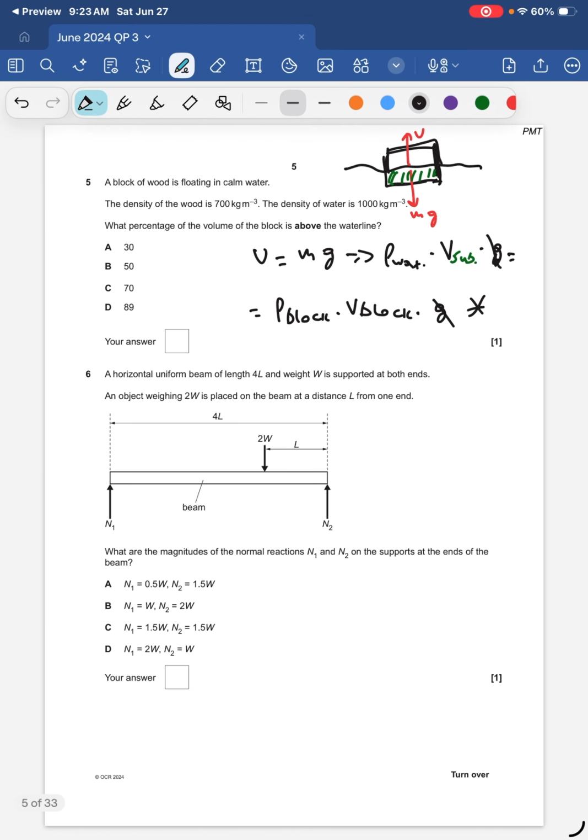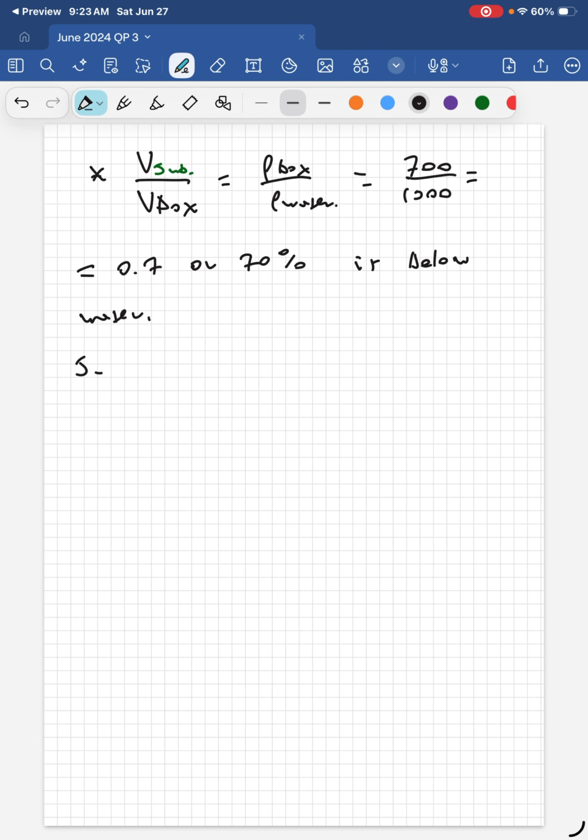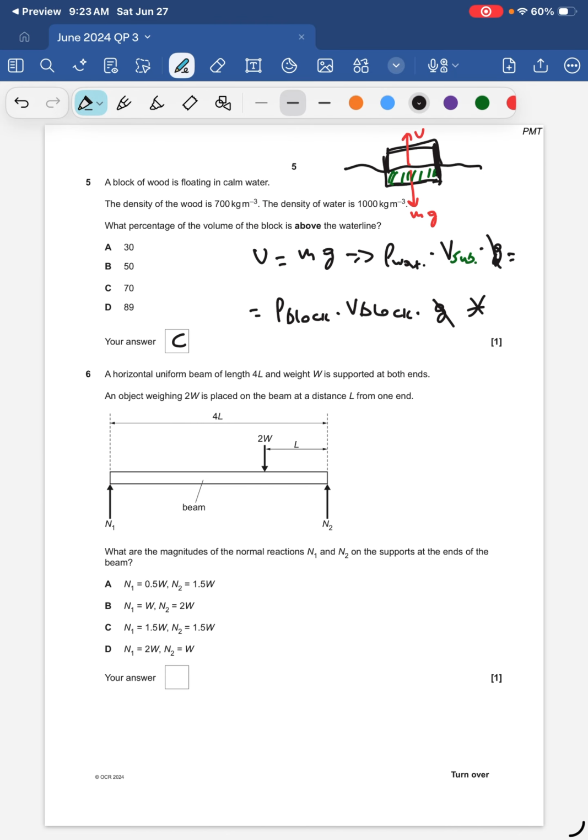Because again, the whole trick here is that the displaced volume of water is equal to the submerged volume of the box. So what is above water? 100% minus 70%, which is equal to 30%, is the percentage above water, and that's our answer. So that's option C.